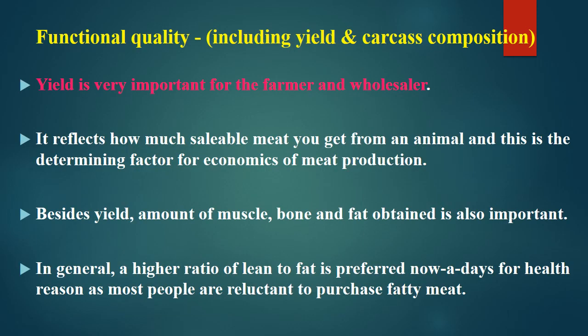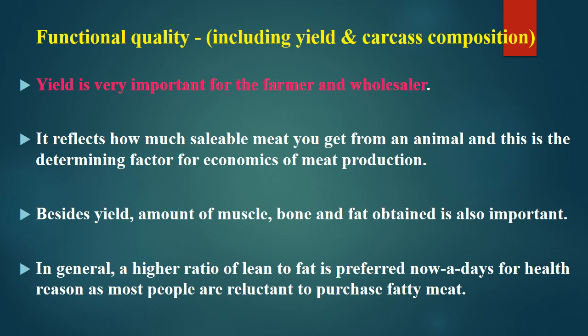Now we will see different aspects of meat quality. The important aspect is functional quality. Sometimes it includes the yield aspect and the carcass composition. Yield is very important for the farmer and wholesaler, because that gives the total business, how much meat is available from an animal after slaughter. So it reflects how much sellable meat and product you can get from an animal, and this is the determining factor for the economics of meat production.